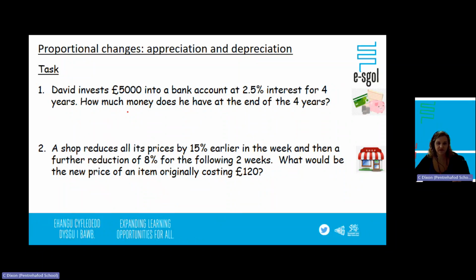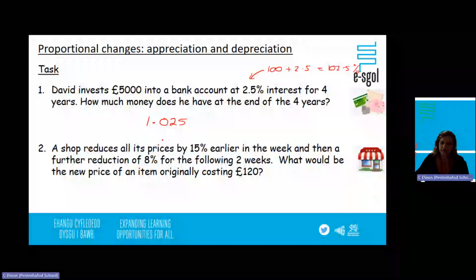Okay, so David invests £5,000 into a bank account, 2.5% interest for 4 years. How much money does he have at the end of the 4 years? Okay, so the multiplier, this is an interest, is added on. So 100 plus the 2.5 is 102.5%. So as a multiplier, that is 1.025. You haven't got it wrong just because you've got more digits after the decimal.